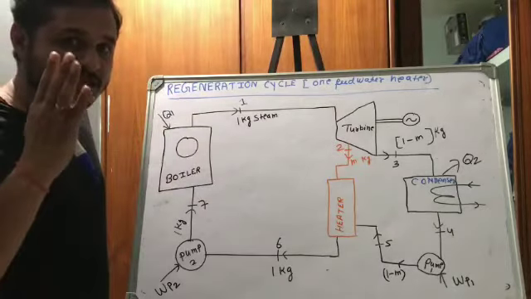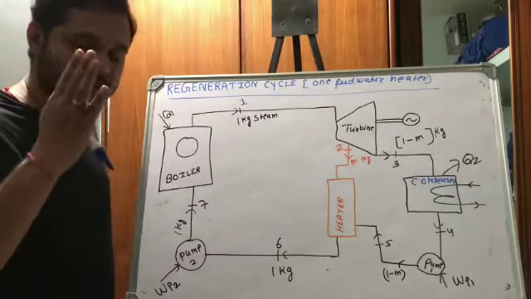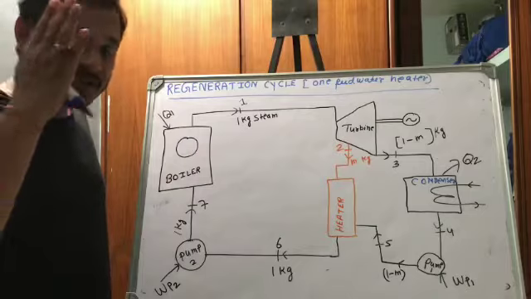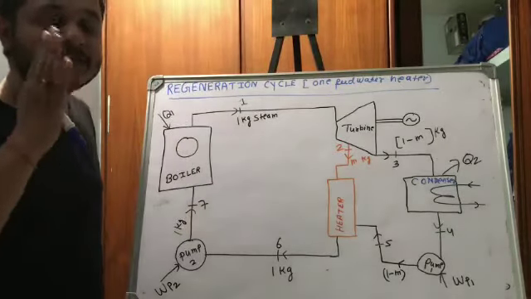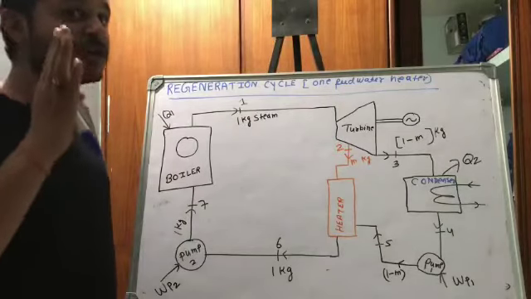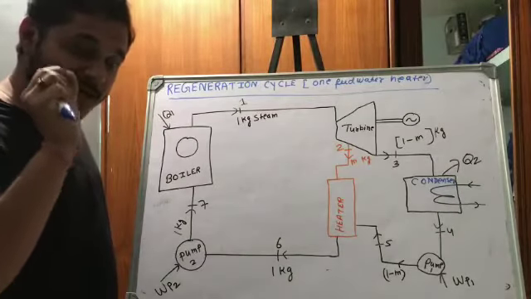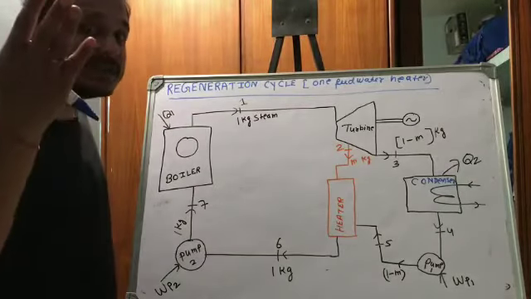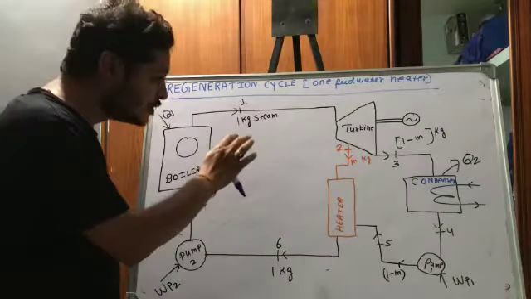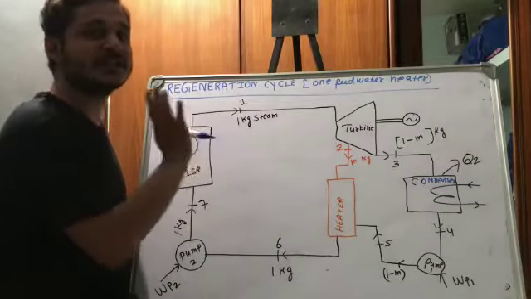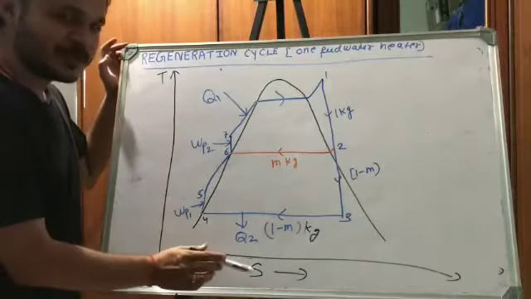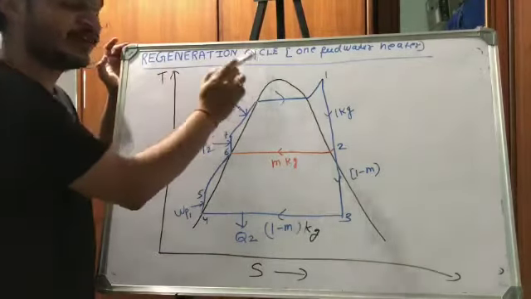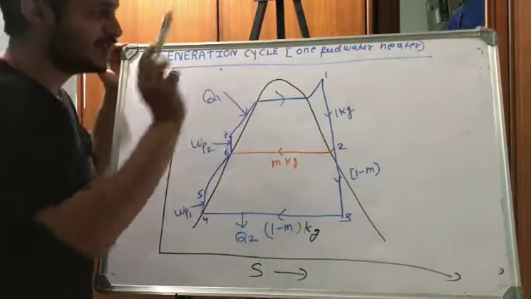Why? Because see, already I have explained to you that the efficiency of this Rankine cycle depends on the mean temperature of heat addition only. So we will see there is a great change, or there is more change in the mean temperature of heat addition if you use this regeneration cycle. So this is the temperature versus entropy diagram of the regeneration cycle of the Rankine cycle using 1 feed water heater.